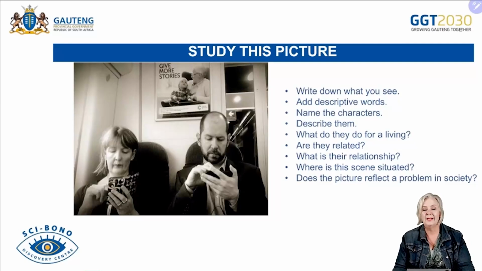You have already touched on a narrative essay. You've touched on a descriptive essay. You have also touched on an argumentative essay. If we address a problem in society, then you most probably might also write a discursive essay.